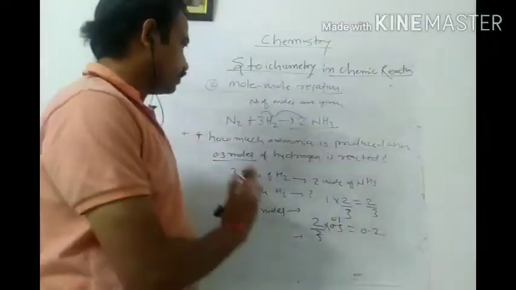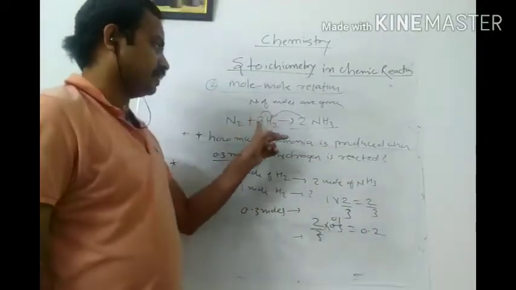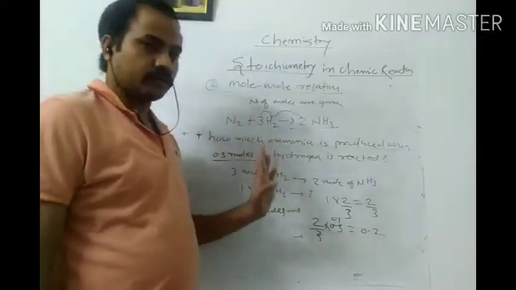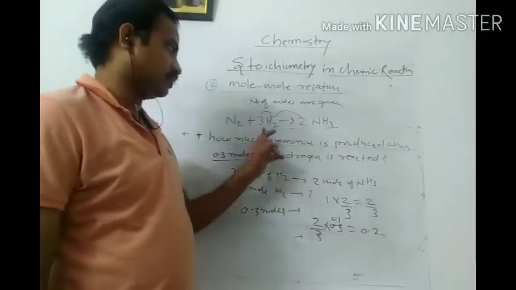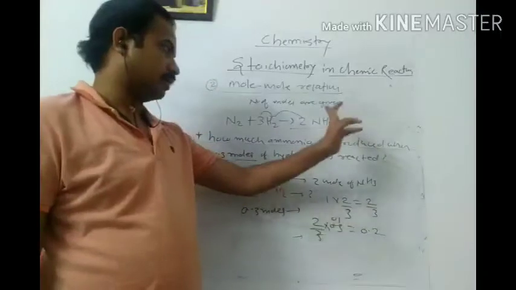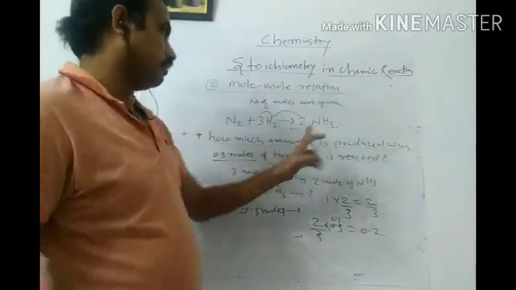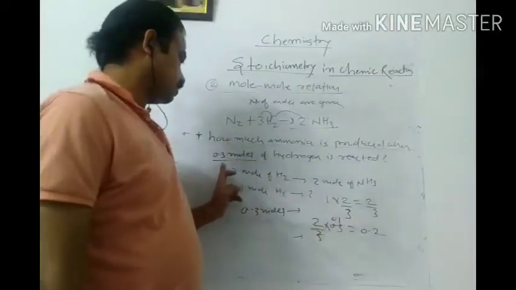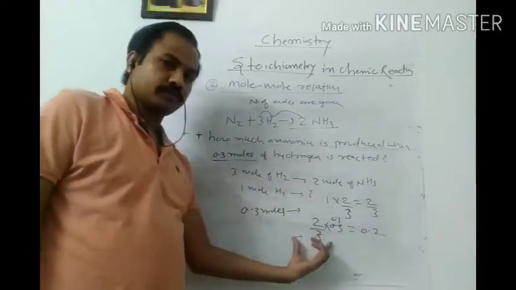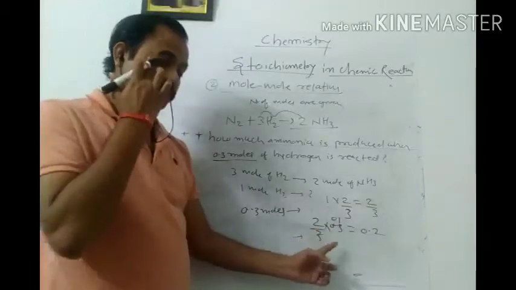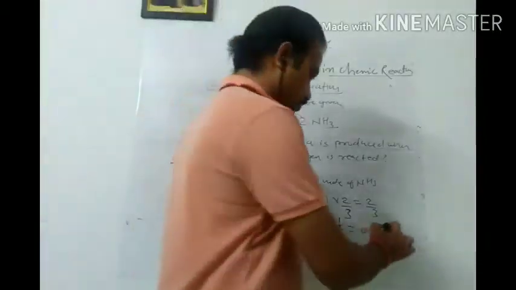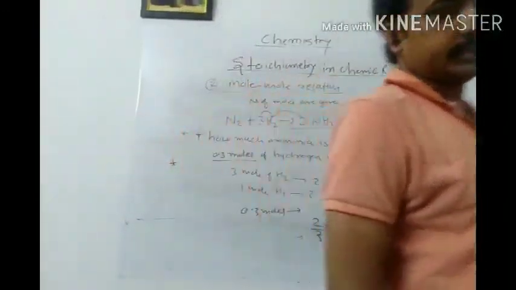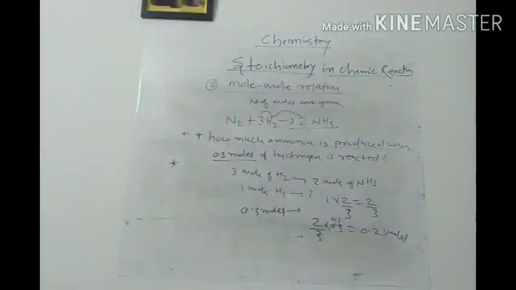In this way you can calculate when the number of moles is given. 3 moles of hydrogen give me 2 moles of ammonia. First I calculated for 1 mole: 1 mole of hydrogen gives 2/3 moles of ammonia. Then 0.3 moles of hydrogen gives 2/3 times 0.3, so it becomes 0.2 moles. In this way you can easily understand the mole relationship.